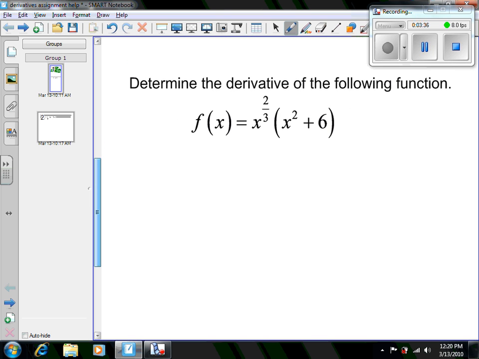We'll move on to a second example. Determine the derivative of the function when you have x to the 2/3 onto x squared plus 6. So most students would look at this and see two functions multiplied together, and they would say if you have two functions multiplied together and you want the derivative, you take the derivative of the first times the second, and the derivative of the second times the first. We call that the product rule.